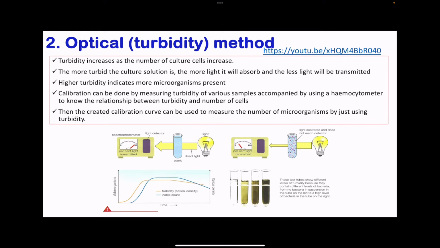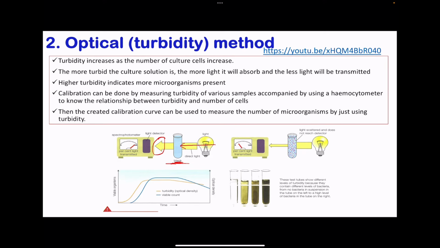The next method is turbidity. In this case, we are using a colorimeter because, remember, as bacteria grow, there is an increase in turbidity and more light is absorbed, so less light is transmitted. In using a colorimeter, we usually put in a blank. This is the solution of the media without any microorganisms or bacteria. A light of a specific wavelength is passed through it, and a detector detects how much light is transmitted through. This is to zero the colorimeter.